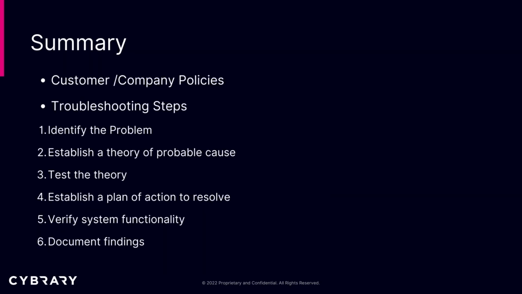In this lesson we went over the customer or company policies and procedures, and the change process implementation. We also looked at the CompTIA methodology troubleshooting steps: identify the problem, establish a theory of probable cause, test the theory, establish a plan of action, verify system functionality, and document the findings.